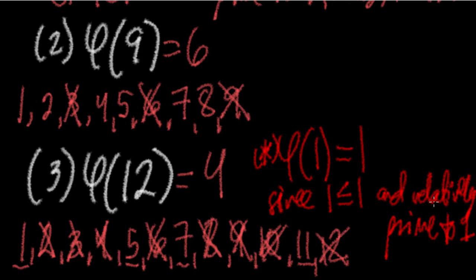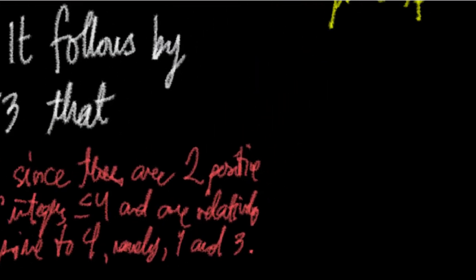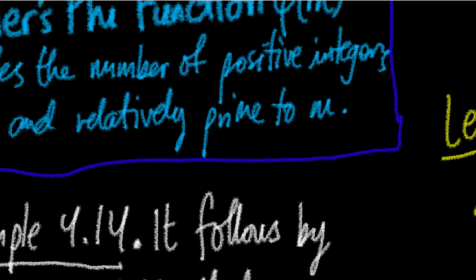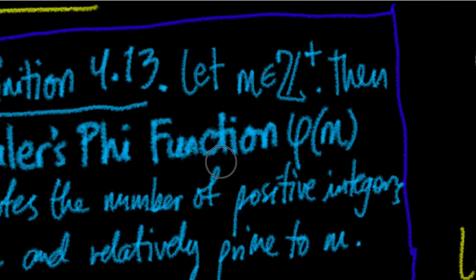So it's relatively prime. You can see from this example that 1 is a special number. It's relatively prime to 1, since the GCD of 1 and 1 is 1, and 1 is less than or equal to 1. So therefore the phi of 1 is 1. So let's have more examples of this. I have one more example above.